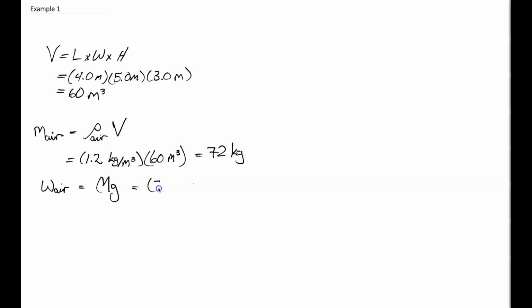So that means that the weight of the air is going to be our mass times g, acceleration due to gravity. So we have 72 kilograms times 9.8 meters per second squared, which will give us 705.6 newtons. And if we take into account significant figures, then we can say this is 700 newtons.